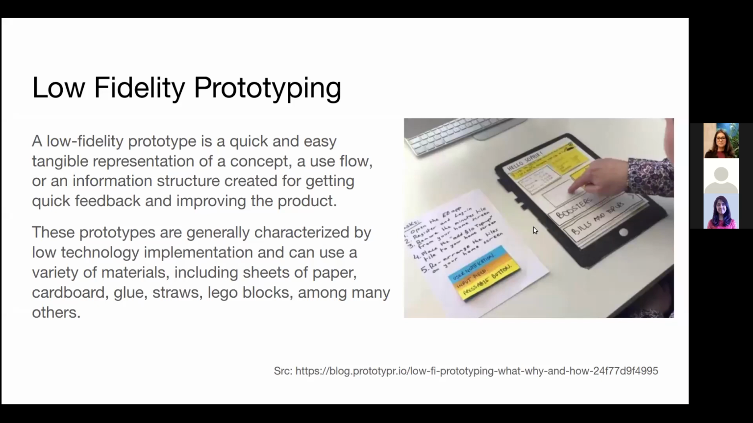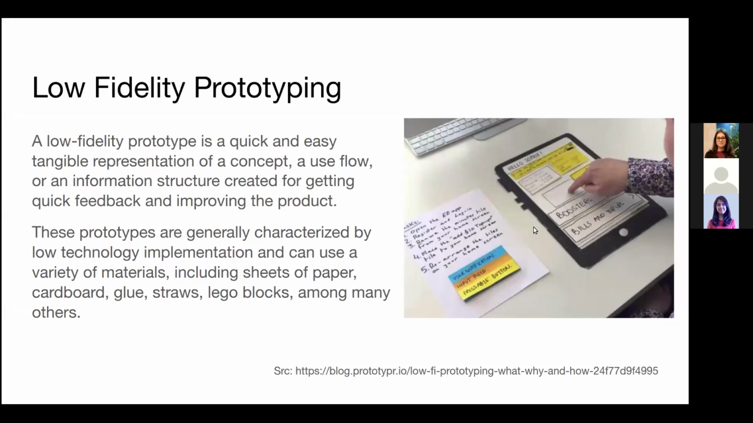Right, so these prototypes are generally characterized by low technology implementations. Like you can see here, there is actually no technology involved. It's just paper, pens, highlighters, and different colored papers, which are being used to put together the low fidelity prototype. And you can use a variety of materials like sheets of paper, cardboard, glue, straws, and even Lego blocks.